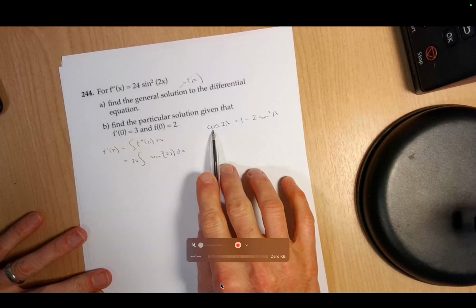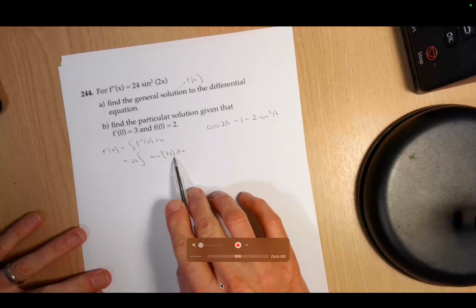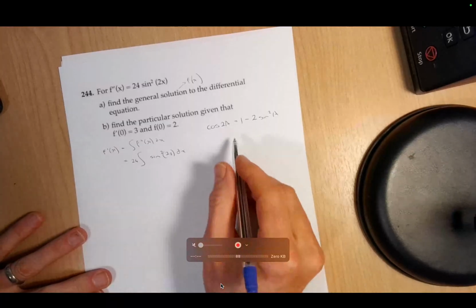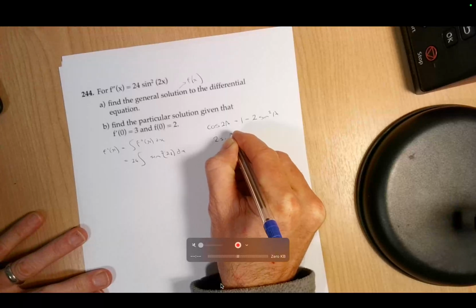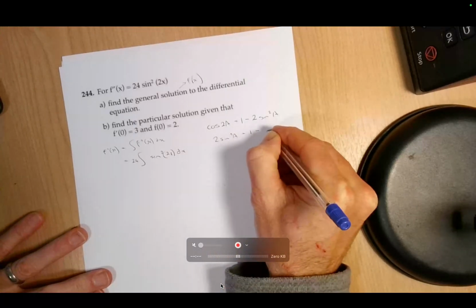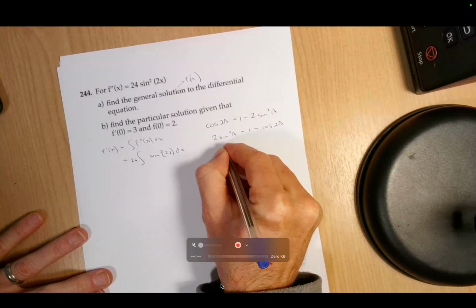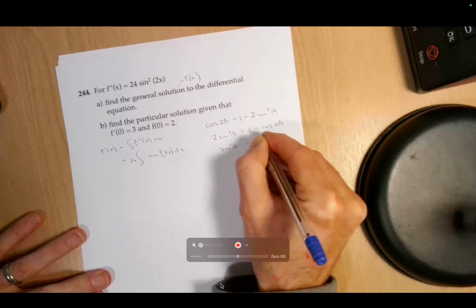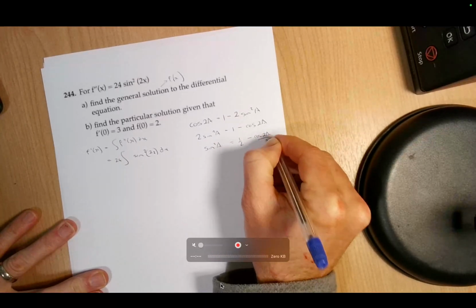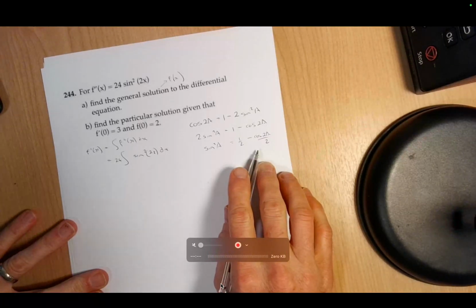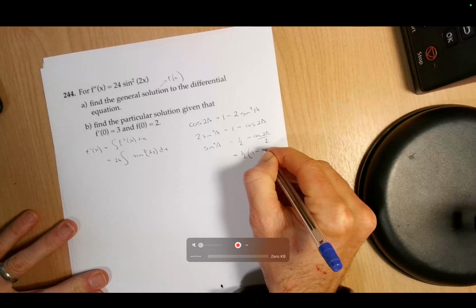And so this trig identity works. So we can rearrange sine squared in terms of this bit here. Just to do that very quickly, 2 sine squared a equals 1 minus cos 2a. Sine squared a equals a half minus cos 2a over 2. And in reality, let's just put a half out the front.